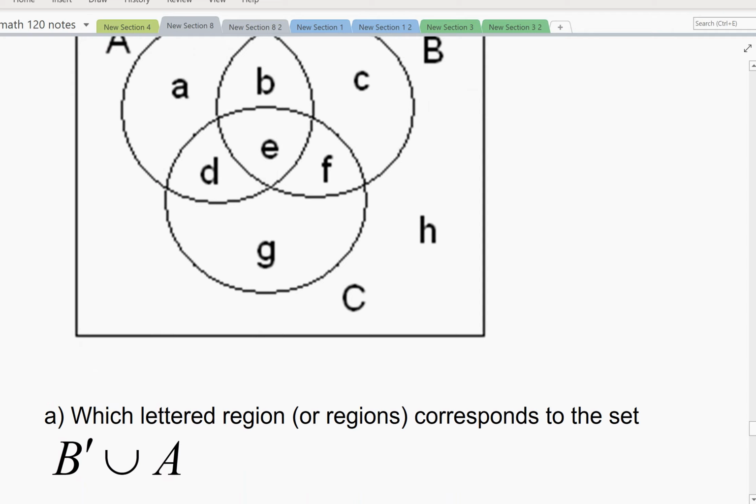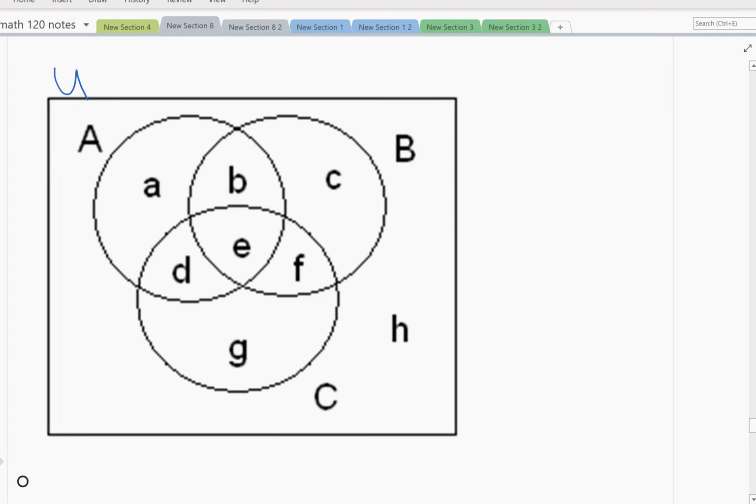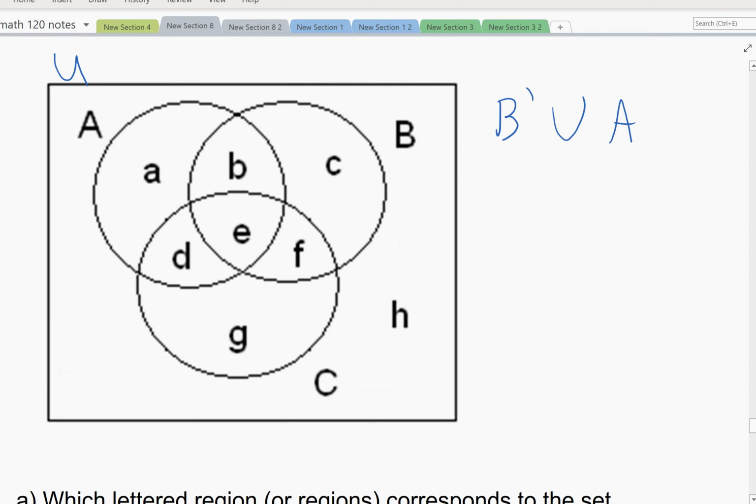I want to find the lettered regions which correspond to the set not B, or A. Let me write it up here: not B, or A. So I want the regions in this 3-set Venn diagram that are represented by this set: not in B, or it's in set A. So it's not in circle B, or it could be in circle A. Remember, or is all inclusive. Everything that's not in B, or everything that's in A.